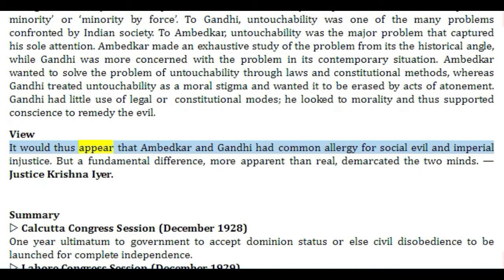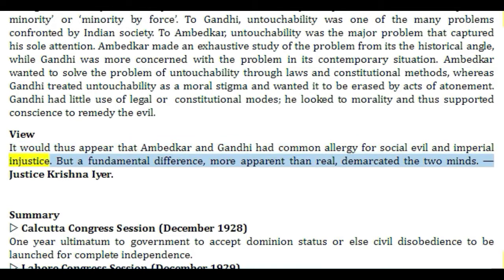It would thus appear that Ambedkar and Gandhi had a common allergy for social evil and imperial injustice. But a fundamental difference, more apparent than real, demarcated the two minds. Justice Krishna Iyer.